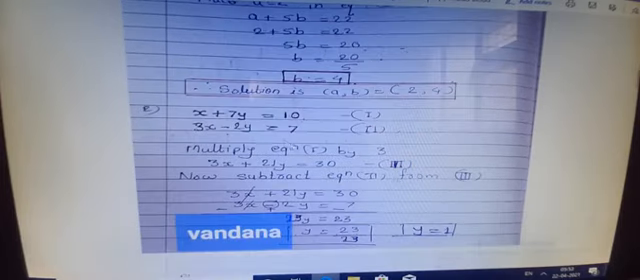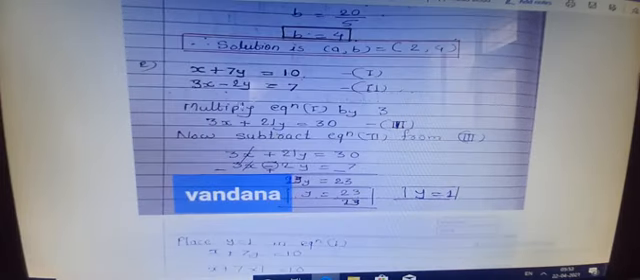Now 5 is in multiplication, going to the other side as division. 20 divided by 5 becomes 4. Now the answer of b we get is 4. Now the solution of this equation, a comma b, is: a's answer is 2 and b's answer is 4. Now see the second equation here, x plus 7y is equal to 10.